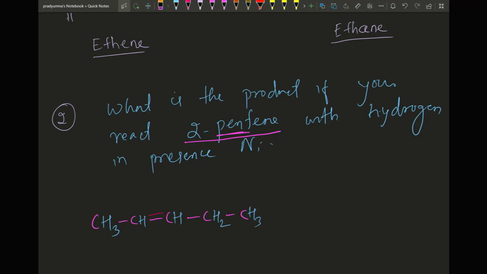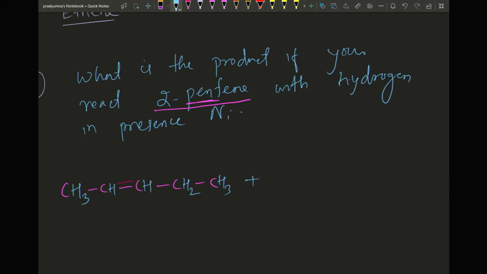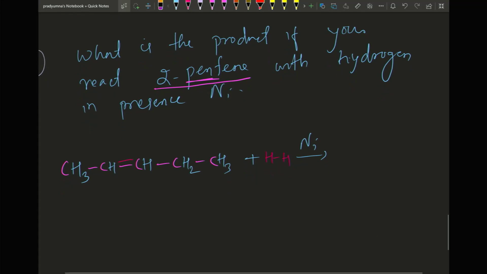Okay, so if you do this and react with hydrogen in the presence of nickel, what would you get? I'm going to color code again. So let's color code this like this, H and H. The product is pretty simple. All you have to do is bring these two right here and add them to each one of these carbons.